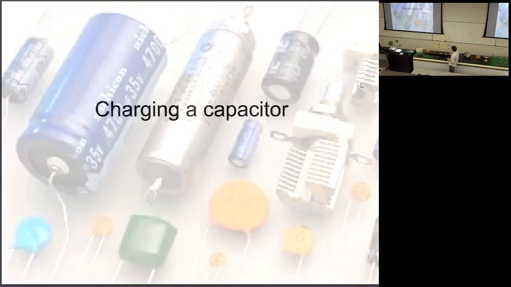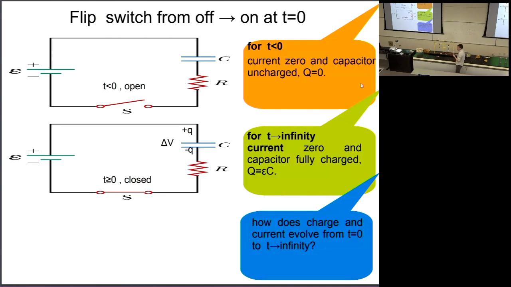Okay, so let's look at charging a capacitor. This is the circuit for charging a capacitor. What we've got is a circuit with a battery over here, a resistor, and a capacitor over here on the right. And we've also got this switch. In this arrangement, initially the capacitor is uncharged. There's no charge on the plates of the capacitor. Then we close the switch.